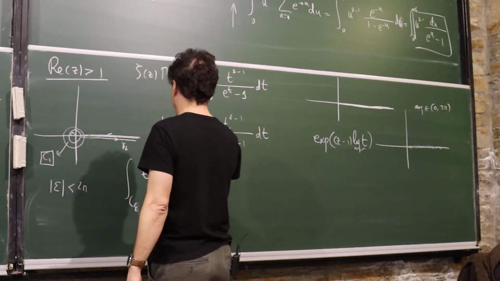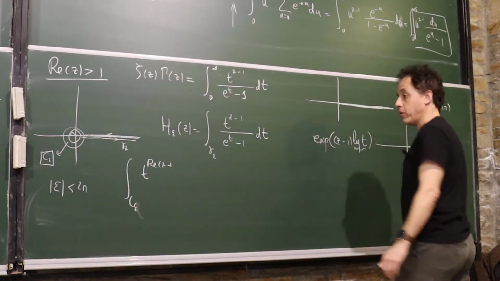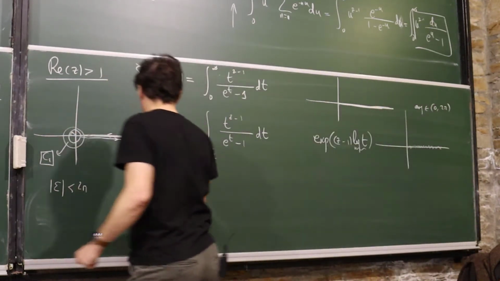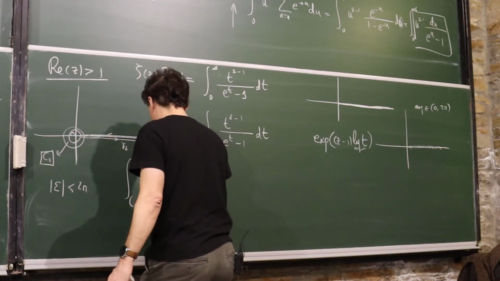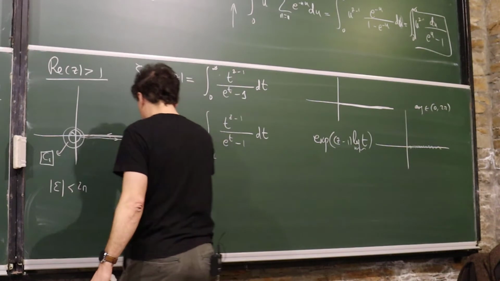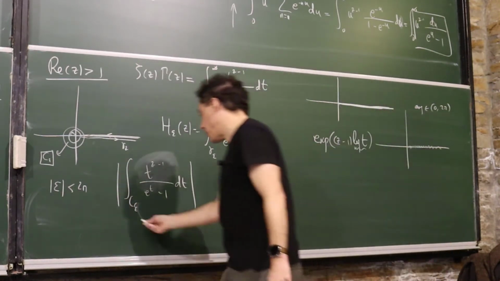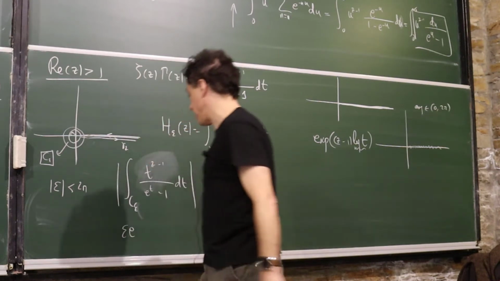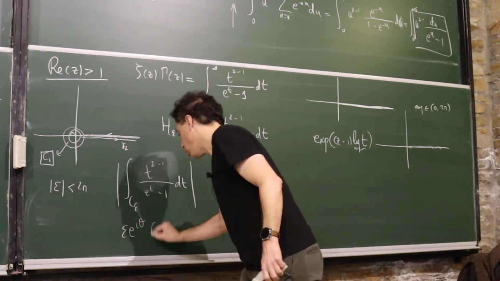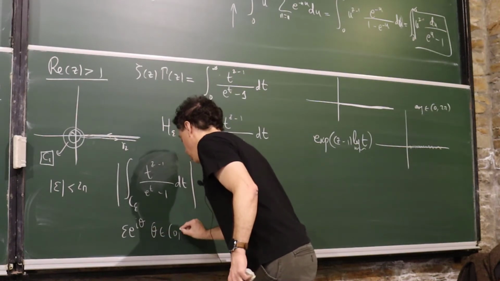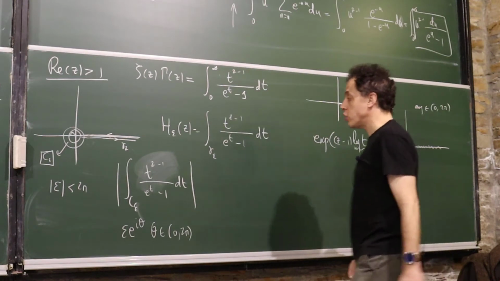So we have something like this. No, sorry, not for the moment. I need to make some other arrangements. We need to bound this integral. Okay, so see, this is the circle epsilon e to the i theta, where theta goes from 0 to 2 pi, essentially.